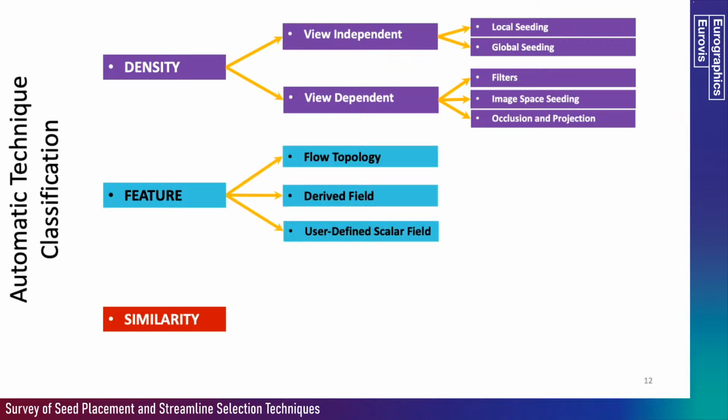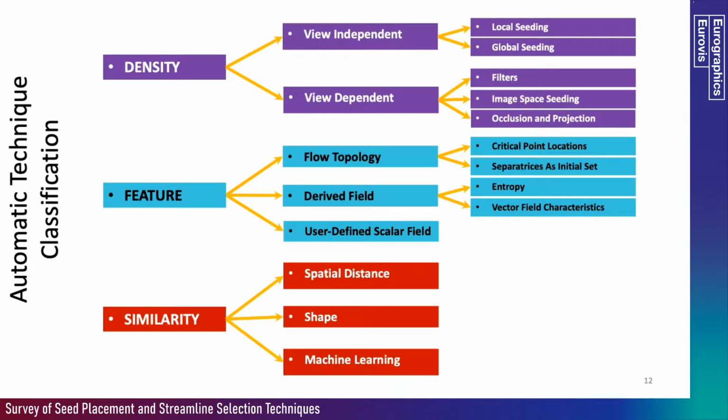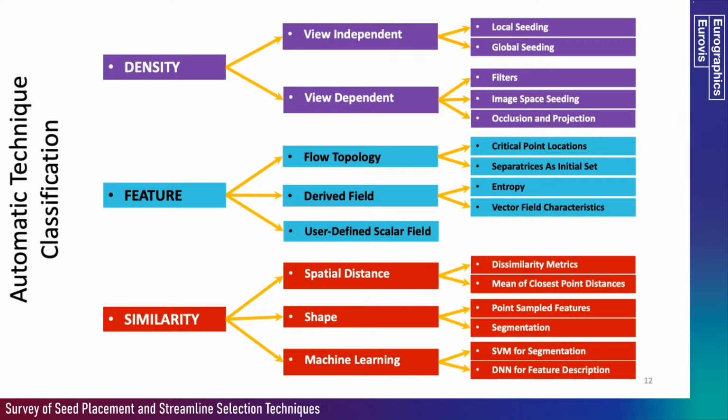We further classified feature-based techniques into flow topology, derived field, and user-defined scalar field guided techniques. Of these, flow topology and derived field have 2 subclasses each. Feature-based methods try to highlight and capture regions of interest in the domain. They do this by explicitly extracting the flow field topology, that is calculating the locations of the critical points, or deriving useful scalar fields to guide the algorithms. Within similarity-based techniques, we identified spatial distance, shape, and machine learning guided techniques, each of which had 2 subclasses. Similarity-based approaches cluster similar streamlines together with the goal of reducing redundancy.